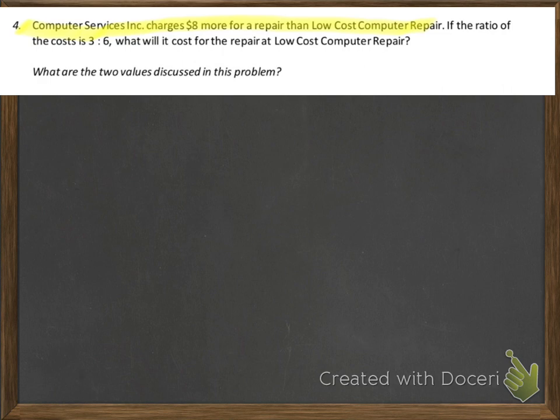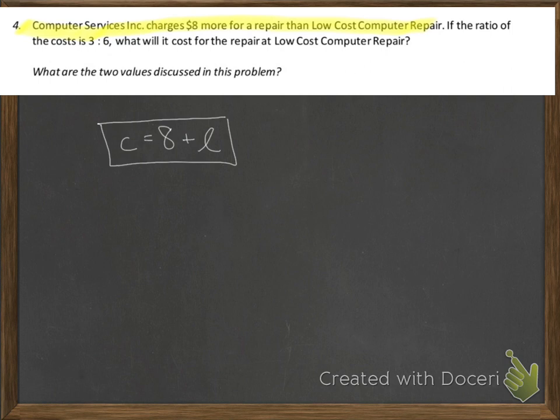So I'm going to call Computer Services C, and they charge $8 more than, I'm going to call it L. I'm going to write it as a script letter so it doesn't look like a 1. So we have C is equal to 8 plus L. That's my first equation.